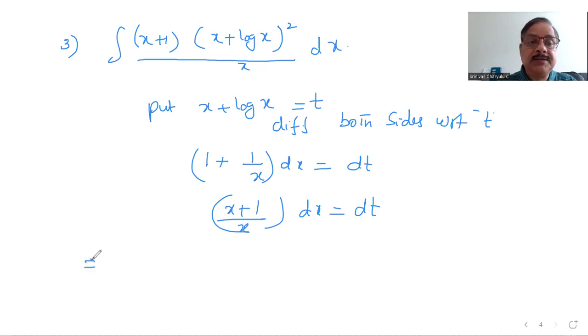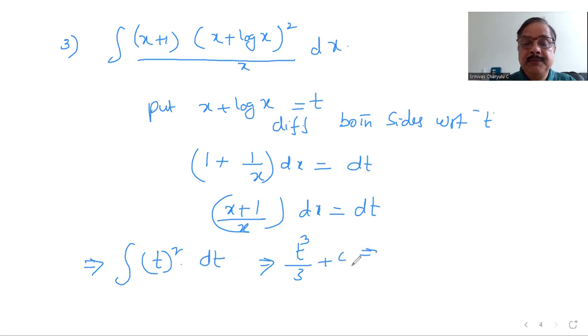So now this implies integral x plus log x is called t, whole square is there, dt. Because x plus 1 by x became dt, and this x plus log x became t, whole square is there, t square. So this becomes t cube by 3 plus c. Power rule we have to apply. X plus log x whole to the power of 3 by 3 plus c. Hope you have followed. Important sum.